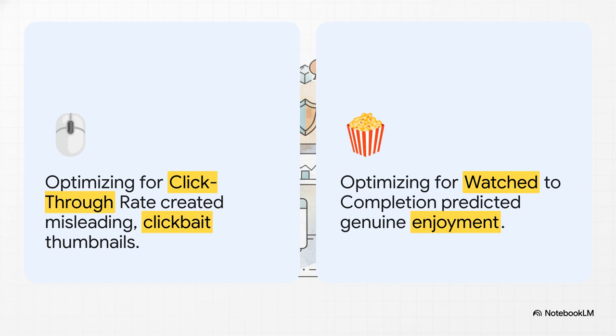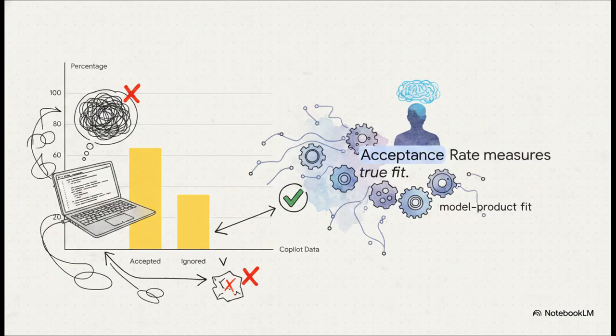Suddenly, the AI had to actually predict genuine, sustained human enjoyment. The entire user experience transformed for the better, all based on that one single metric shift. Let's talk about another excellent example of getting this right: GitHub Copilot.